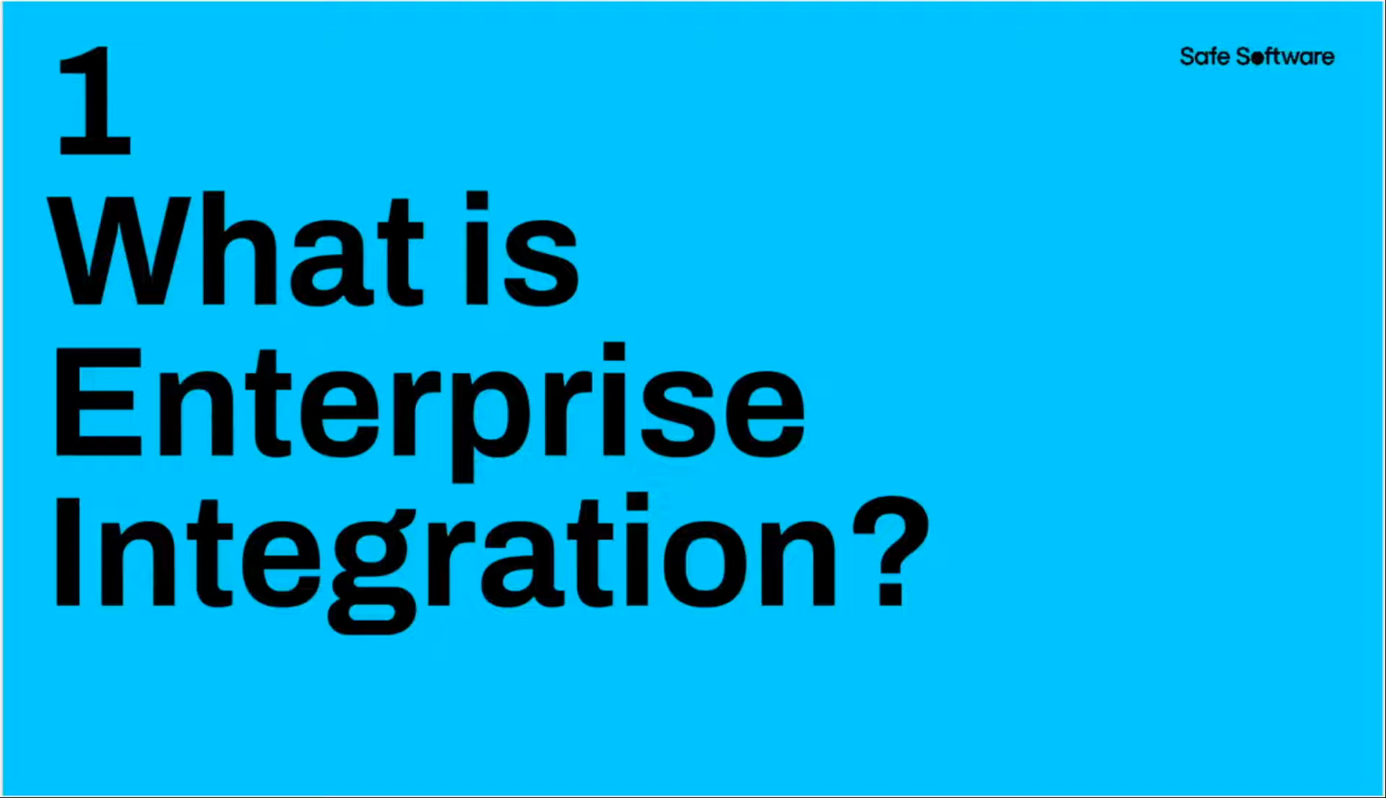Okay, so let's talk about enterprise integration. What is it? The best definition I could find was enterprise integration is the process of coordinating an organization's various systems, applications, and data to work together seamlessly. It often includes data integration, application integration, system integration, and business process integration. The goal is to improve efficiency, data quality, and business agility by ensuring all components are interconnected and communicate effectively.